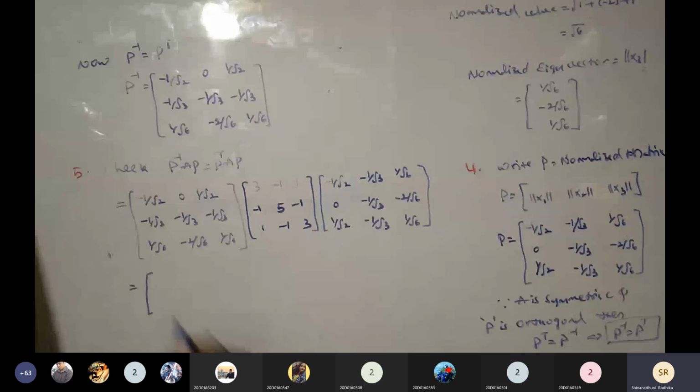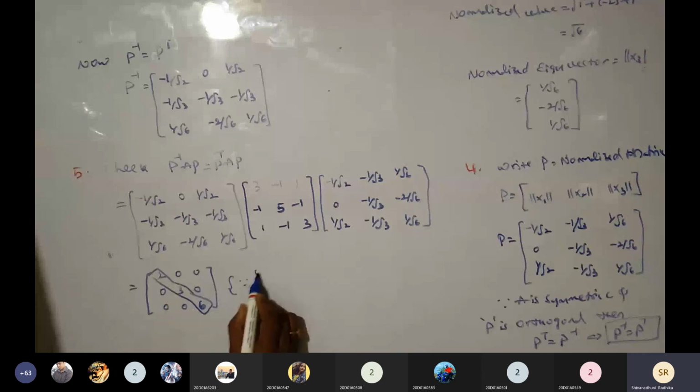The principal diagonal elements are the eigenvalues of the given problem. The principal diagonal elements are the eigenvalues.